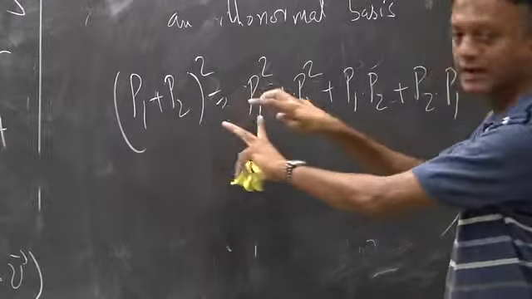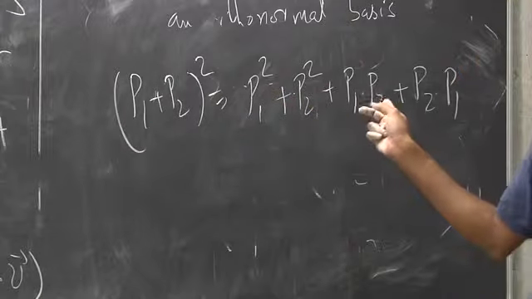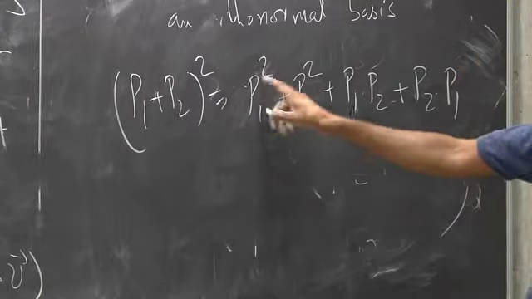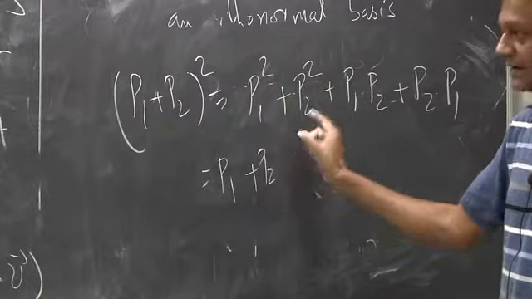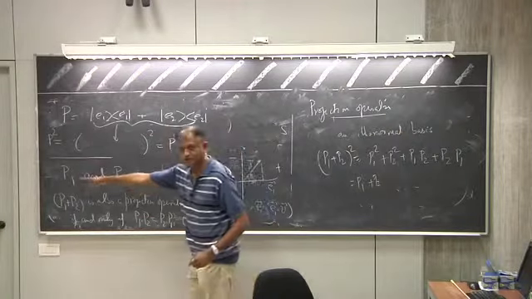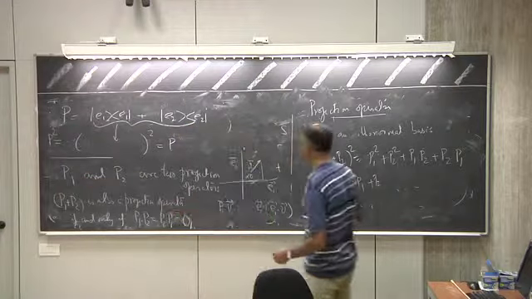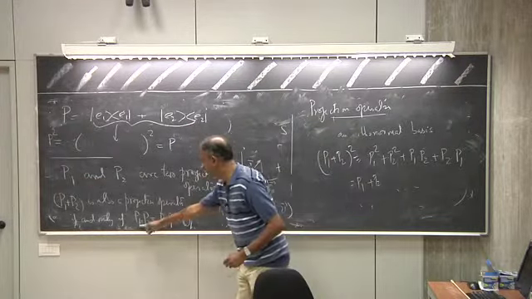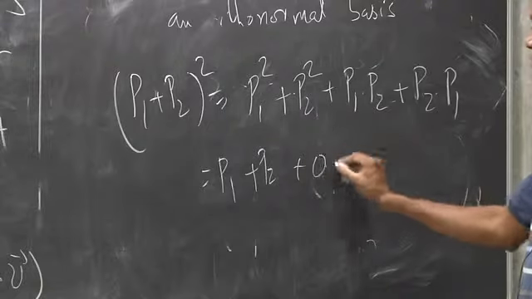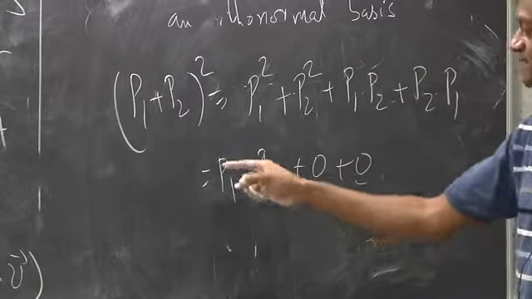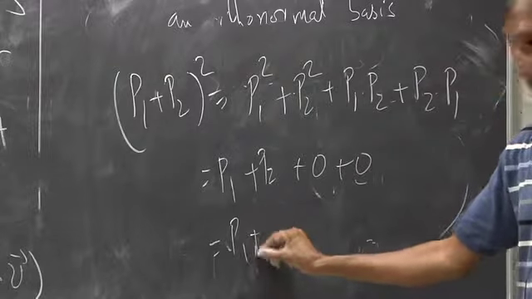This is P1 plus P2 times P1 plus P2. Just open the bracket and you get that. Now, P1 square is P1, and P2 square is P2, because by assumption these two are projection operators. And then if you assume that this is equal to 0, then these cross terms are 0, which gives the same as P1 plus P2.